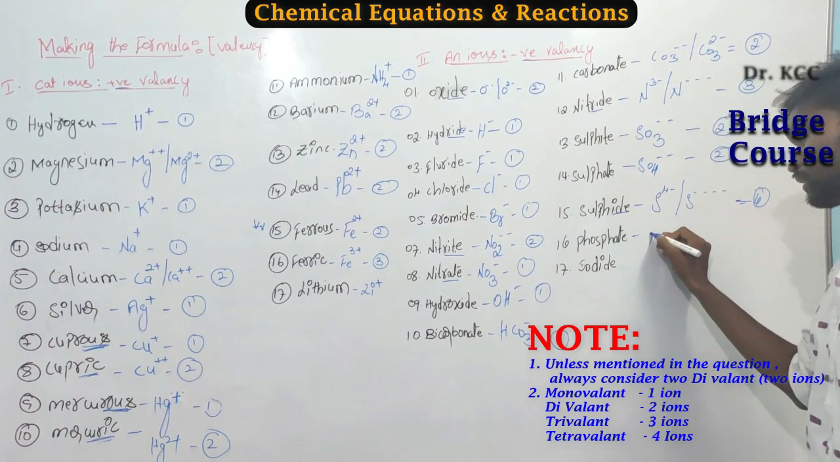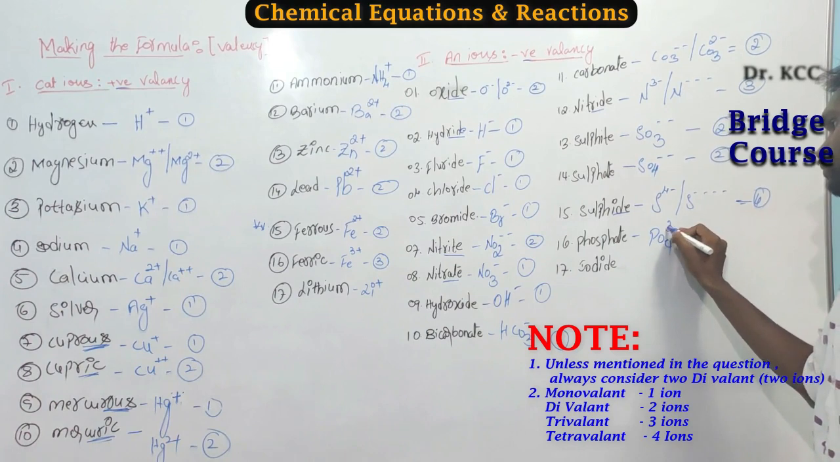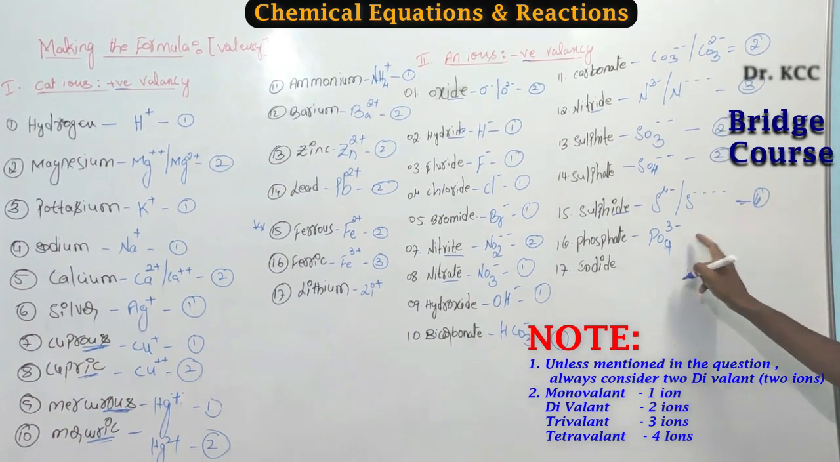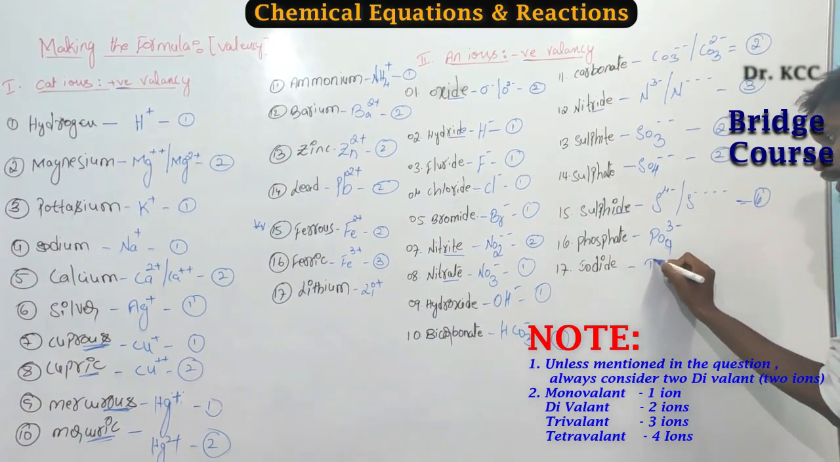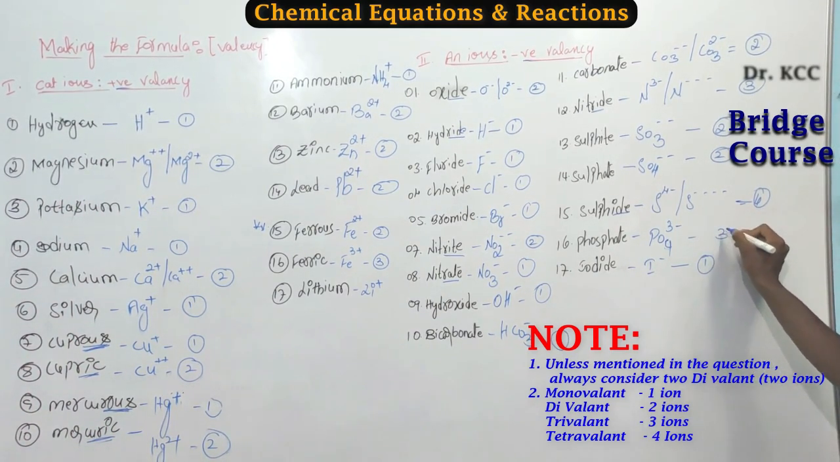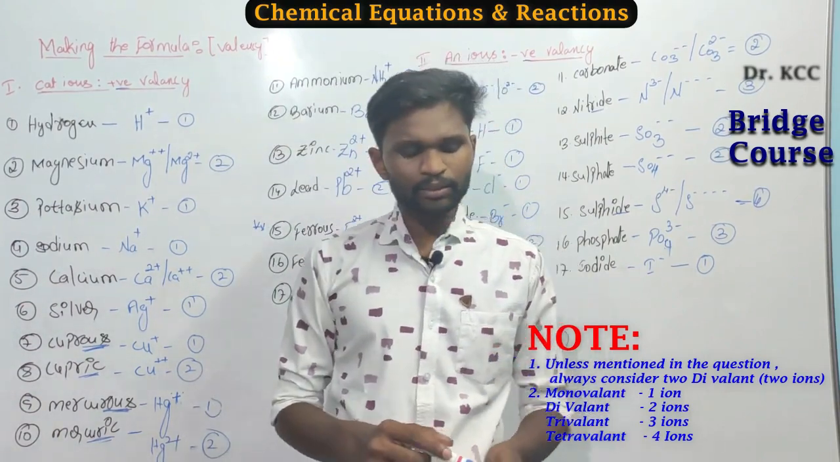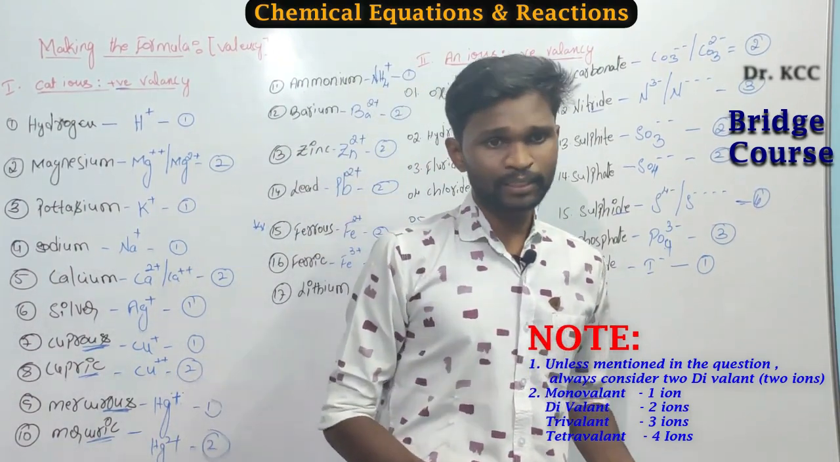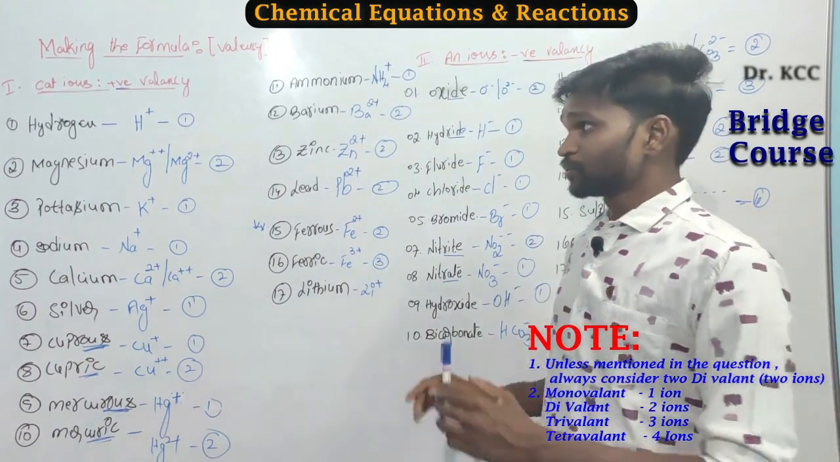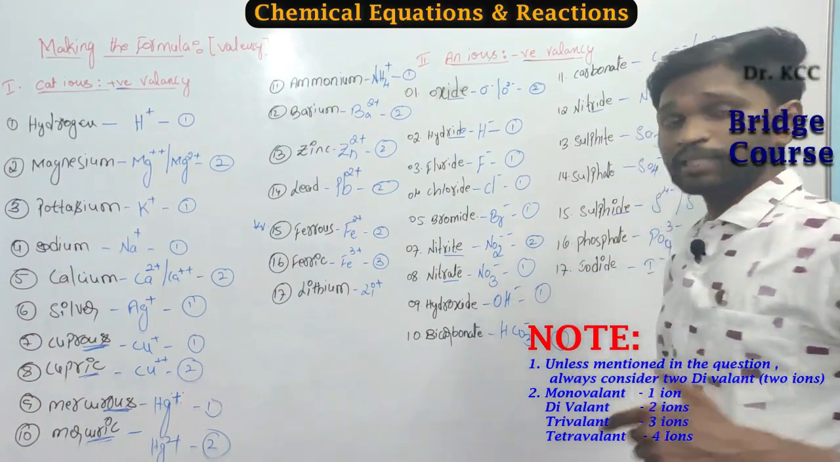Then phosphate is PO4 3-. Then iodide is I-, so its valency is 1. Clear? So these are some cations and anions you are supposed to remember in order to learn the formulas. Clear? This is a kind of rich course, but anyway, once you remember this, take a sheet, write it down, memorize them, then you will really enjoy.